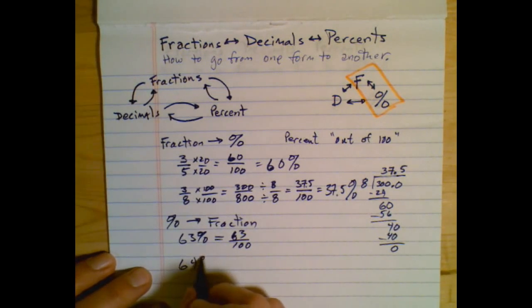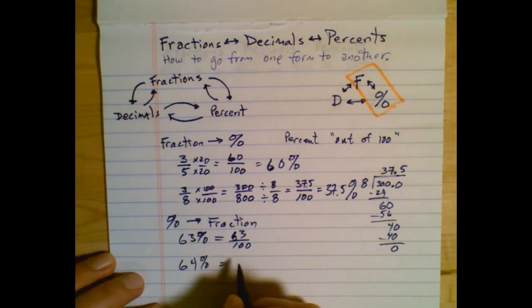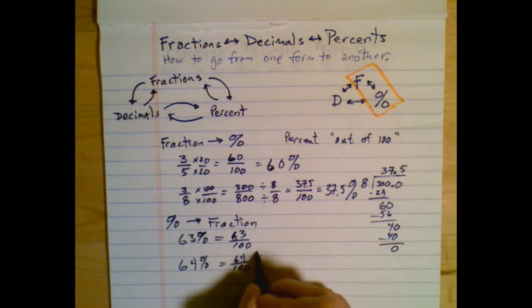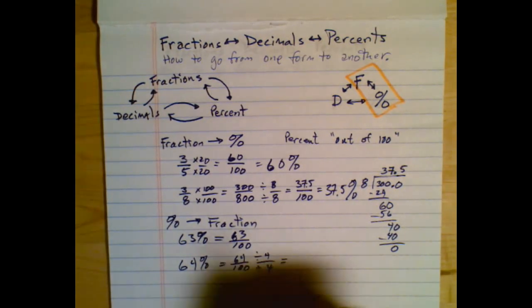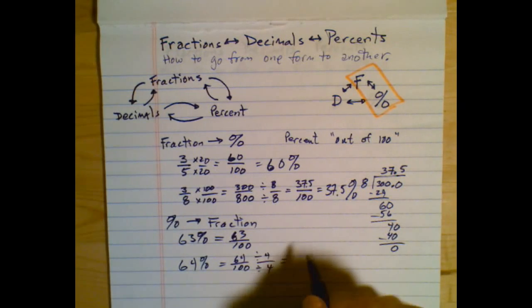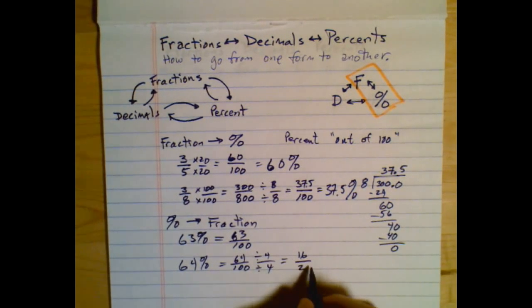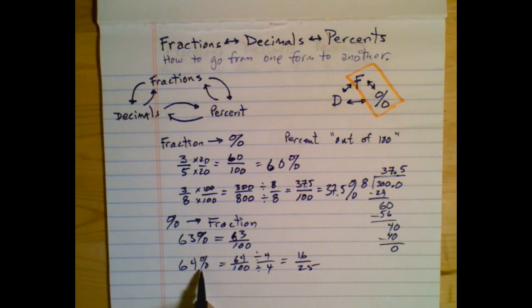You may have a case that looks more like this, 64%, which would be 64 out of 100. And we can see that both these are even. Matter of fact, they're both divisible by 4. If the instruction includes simplify, which it often does, 64 divided by 4 is 16. 100 divided by 4 is 25. So 64% is the same thing as 16/25. So there you go. Converting between fraction to percent and percent to a fraction.